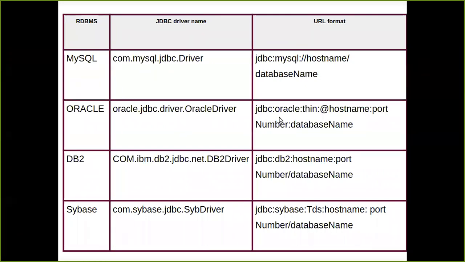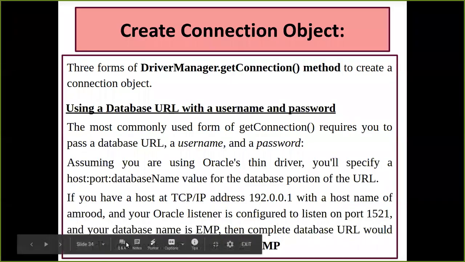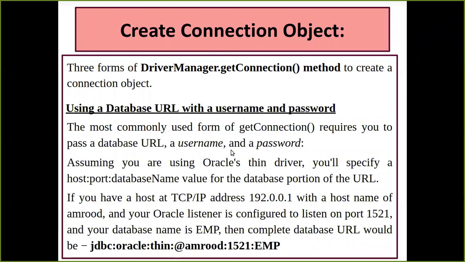Fine. Now, is this the same one? jdbc:oracle:thin:@, you have the host name as AMRoot, then I'm going to have 1521, that's your port number, and then we have the database name. That is your EMP, but what we have given is Sujata. Okay, so that will complete your database URL.